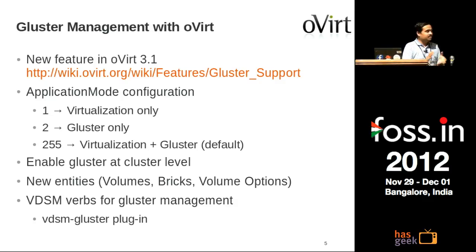Apart from this high level configuration, we also have enabled certain features at individual entity level. So when you create a cluster in oVirt, you are able to specify whether this cluster is going to host your VMs or is going to be primarily your storage cluster. And obviously we have introduced various new entities related to Gluster into oVirt, which include things like Gluster volumes, bricks, volume options, which are your tunable parameters, and VDSM verbs for Gluster management. If you are not familiar with VDSM, it will be clear in the coming slides.